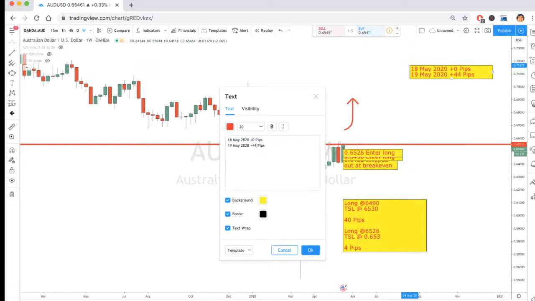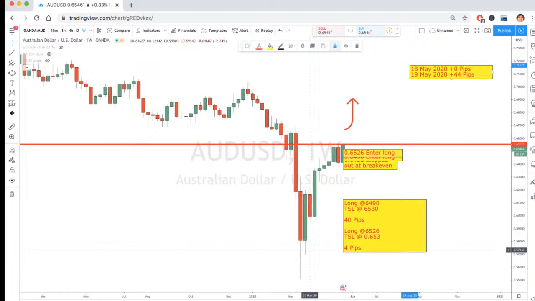And on 18 May, our price was stopped out at break even, so we lost nothing. So far on both days, our average is 22 pips a day. We are doing very well just by trading the Aussie USD. Just a little recap over here.